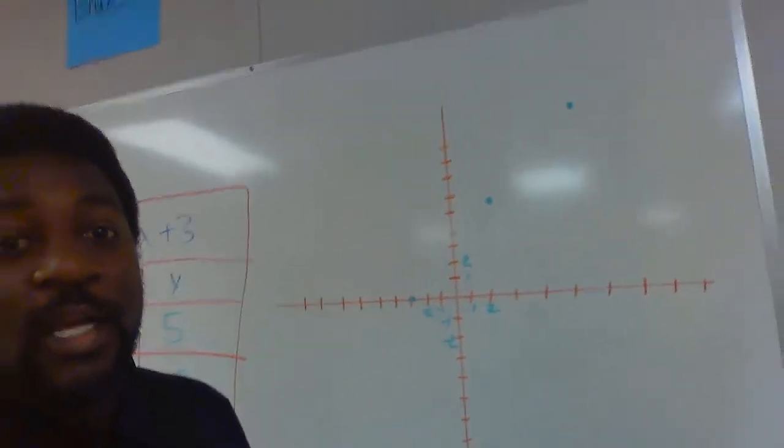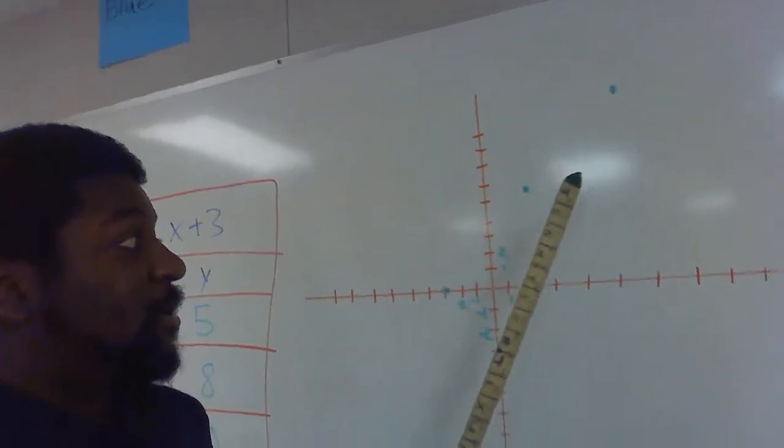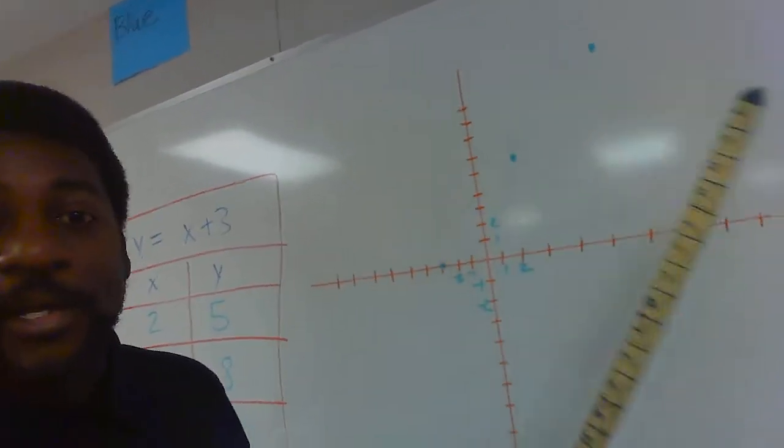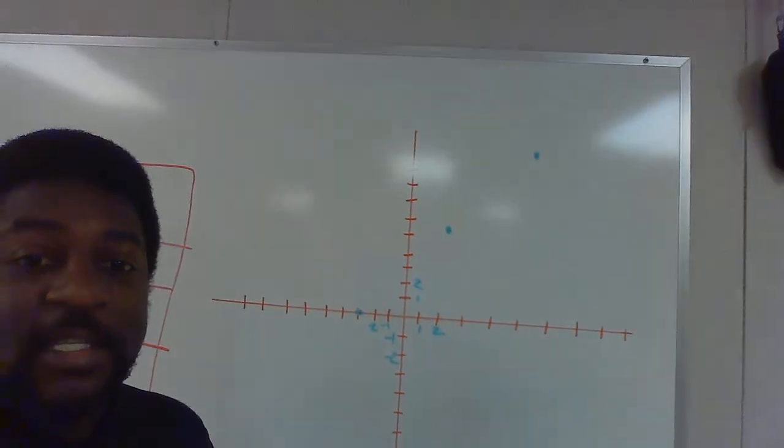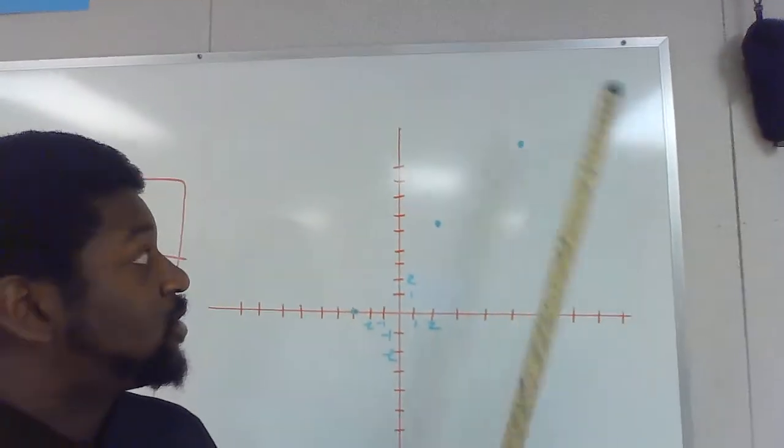In class, we would draw a line through it, but like I said, I don't want to mess up my marker grid here. So if you look, you can see that those points make pretty straight lines.